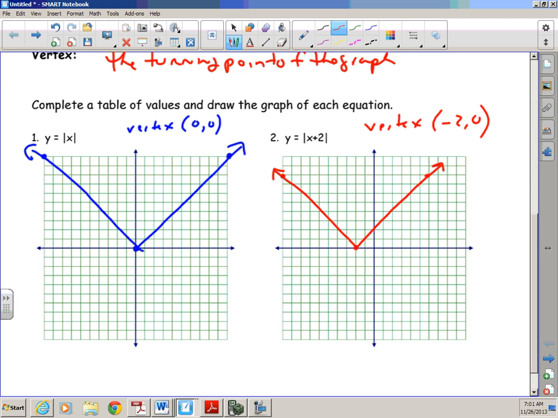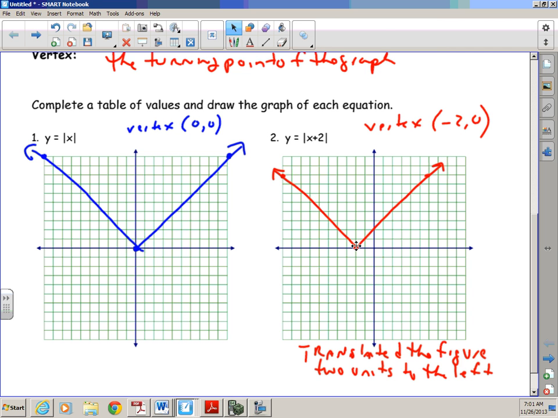And what really has happened here is, if you take a look, these are the exact same shaped figures. All we've done, if you might recall from your prior years, the transformation concept of moving shapes, we've translated the figure 2 units to the left. Okay? So all we did was take the original and shift it 2 units to the left.